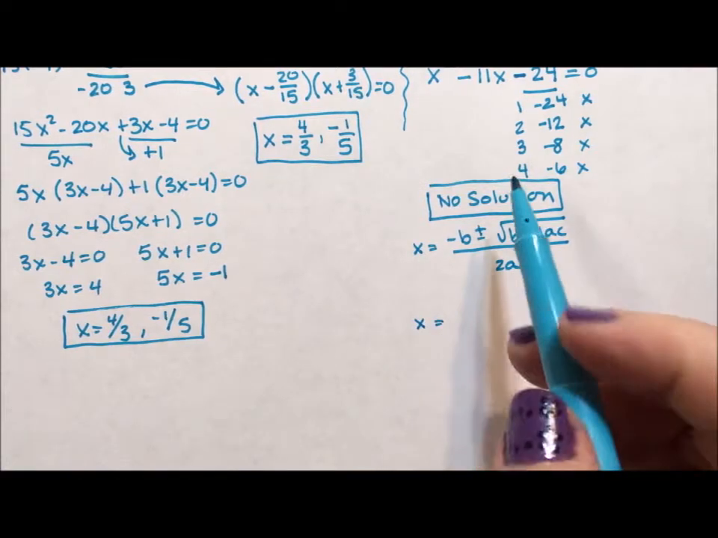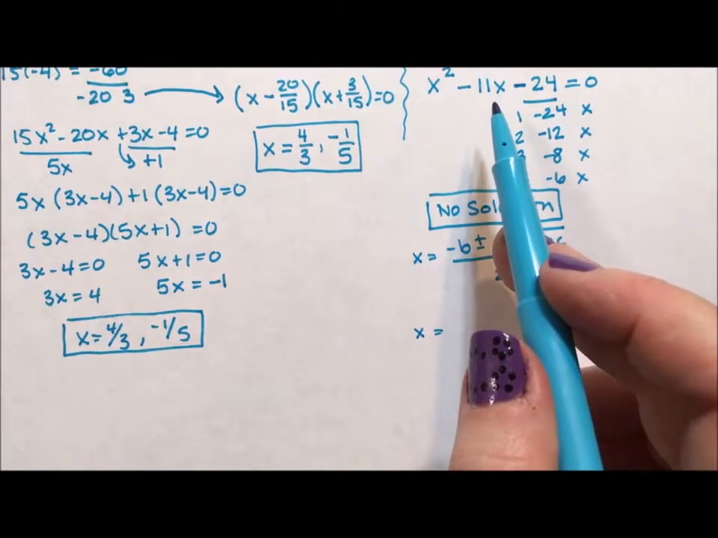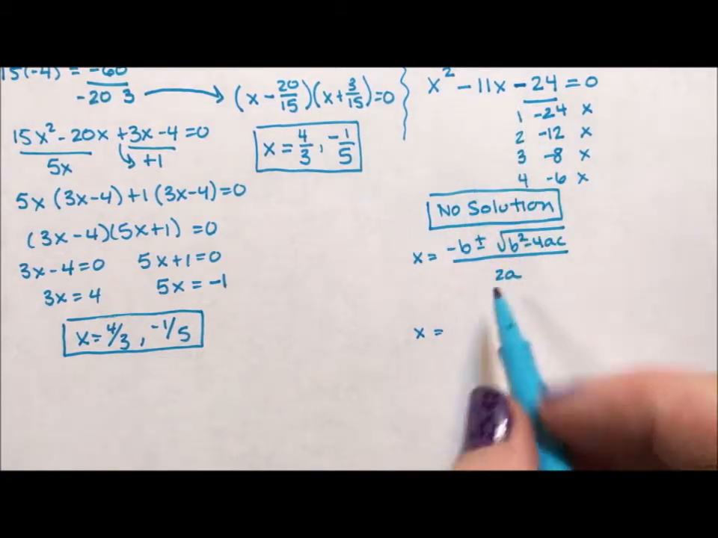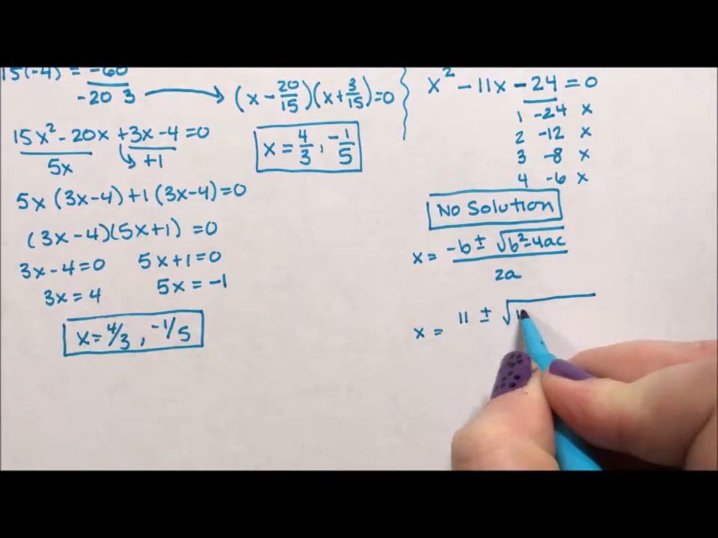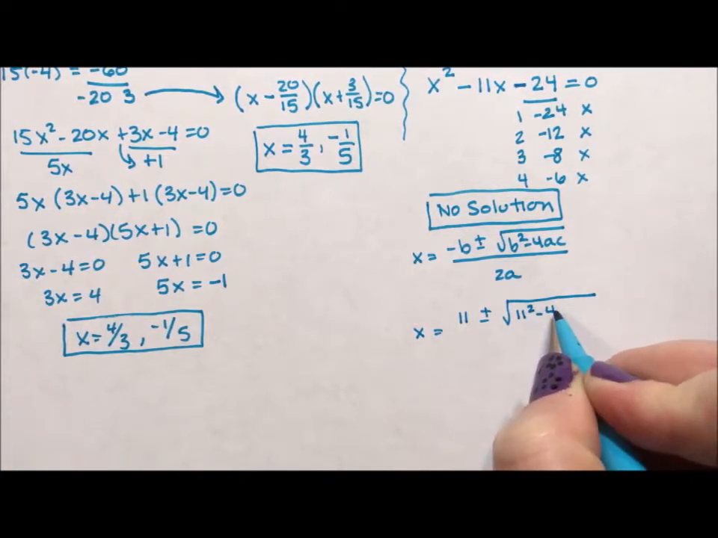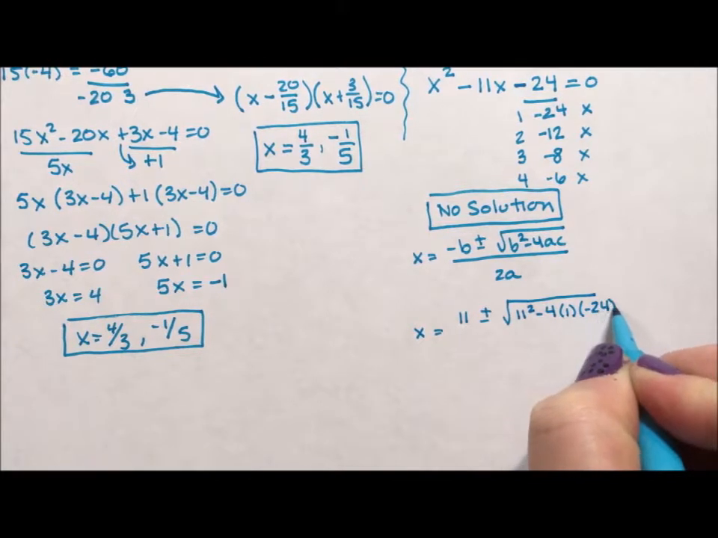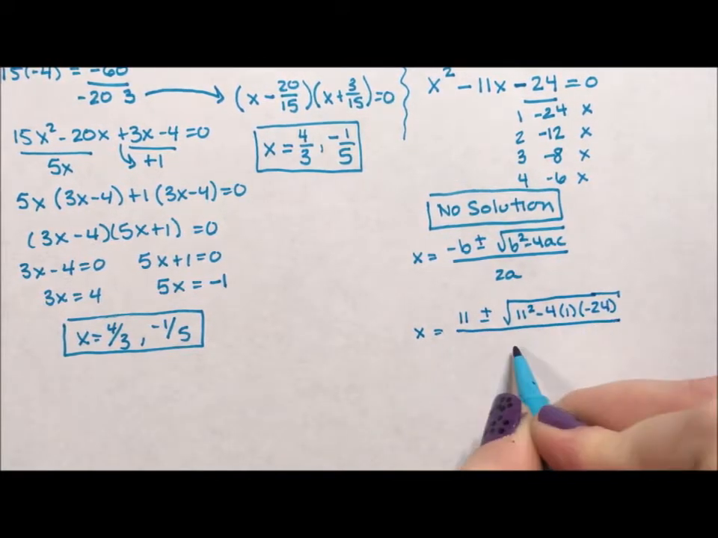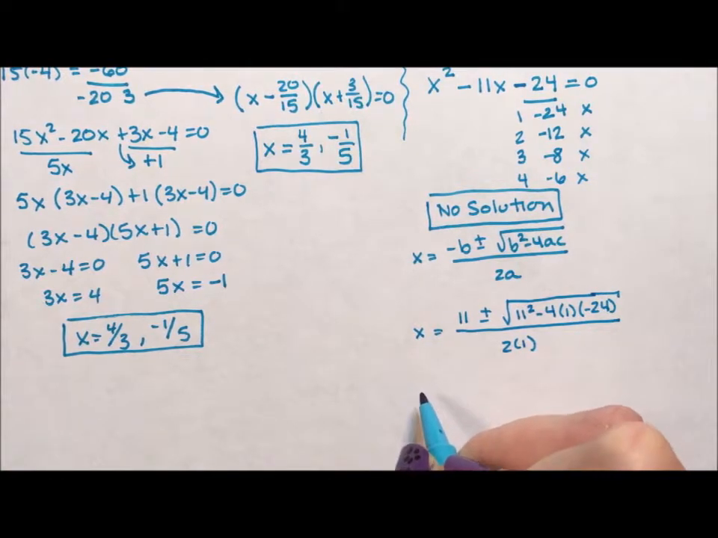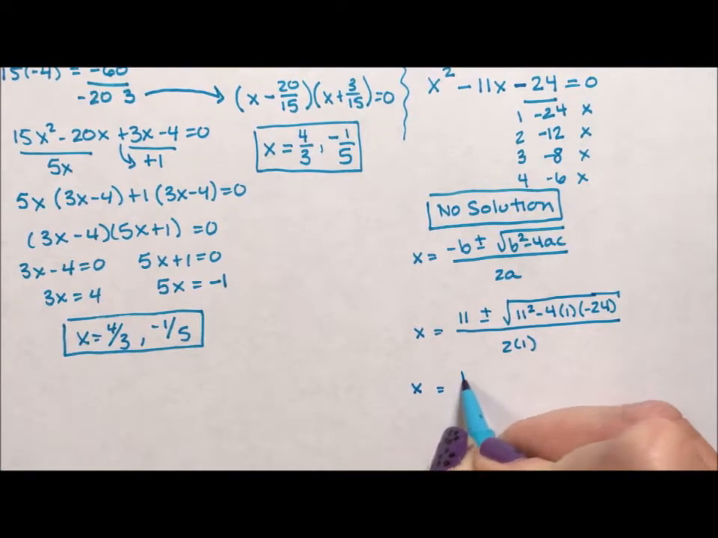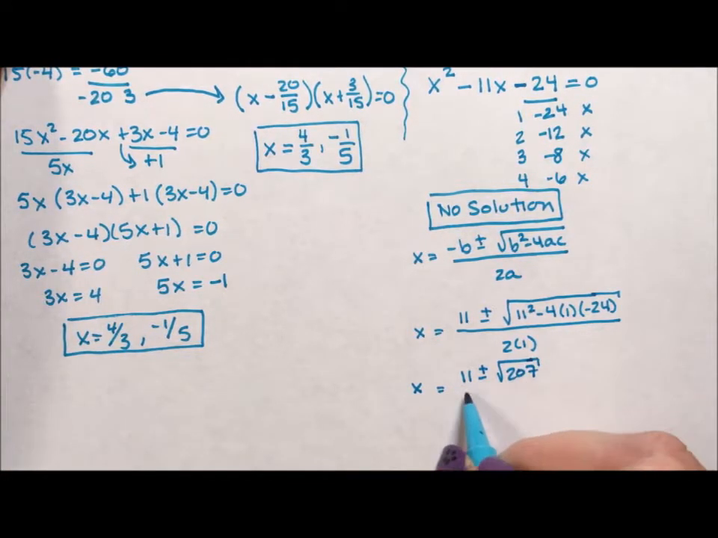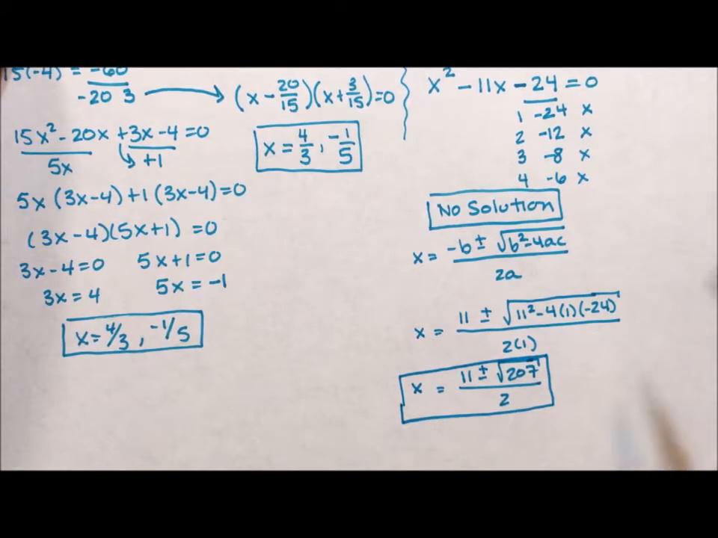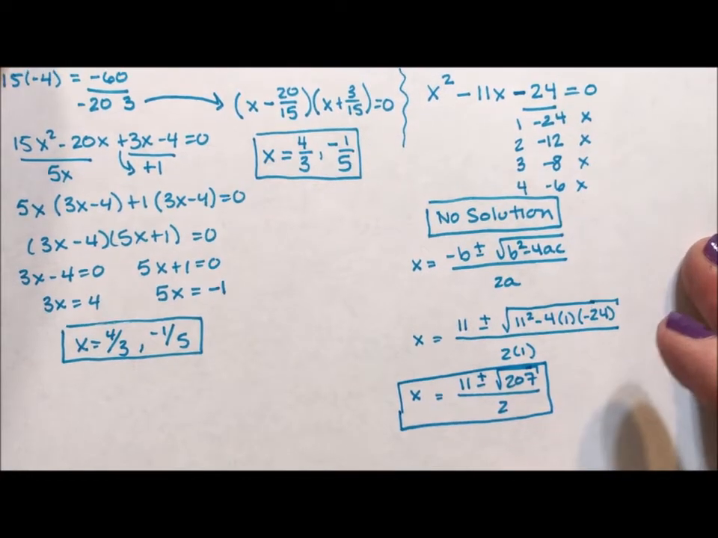So for that, I would have x equals negative b, so I take my 11 and I do minus a negative, so it's a positive 11, plus or minus the square root of b squared, that's 11 squared, minus 4 times a, which is 1, times c, which is negative 24, all over 2 times 1. So x equals 11 plus or minus the square root of 207, all over 2. We could put that in a calculator and go to decimal, but I am not going to do that right now.